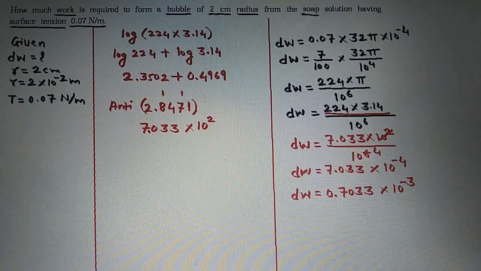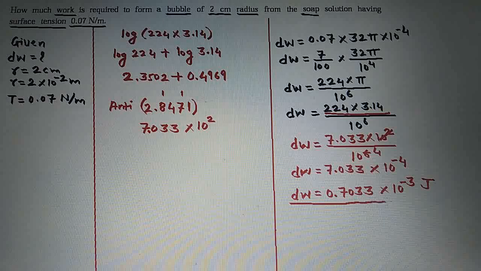Now unit of this work, as the unit of radius is meter, surface tension is Newton per meter, so unit of work is joule here. So this is the final answer where we have to calculate the work here, and the work is 0.7033 into 10 raised to minus 3 joule, and this is the whole solution of this numerical.